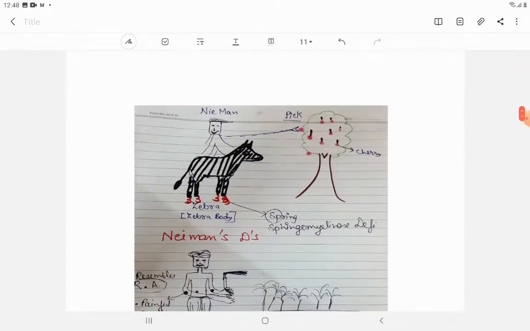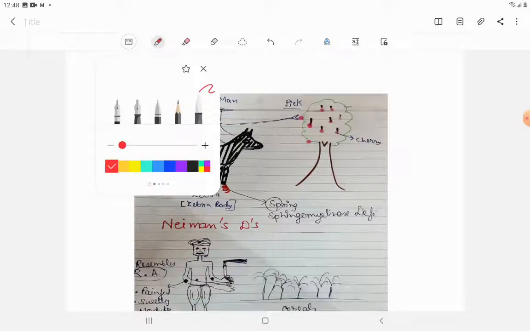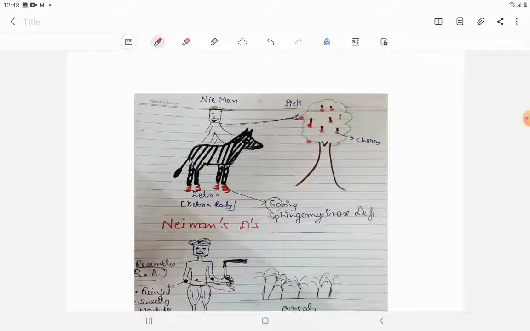Now next, let's move to Niemann-Pick disease. First of all, we should know that in Niemann-Pick disease there is sphingomyelinase deficiency. Just imagine a guy named Nick or Neeman, whatever you want to name it. The guy named Neeman is sitting on a zebra to pick cherries from the tree. And on that zebra he has applied some springs. The spring denotes sphingomyelinase.